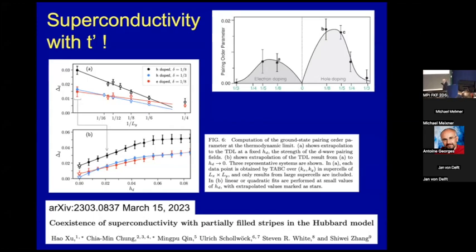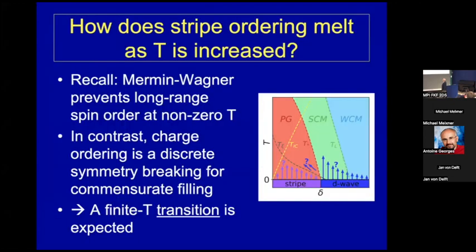Okay, so this is the good news in the field. There is robust high temperature superconductivity in the Hubbard model with a non-zero T prime, both on the hole doped and electron doped sides of the model.